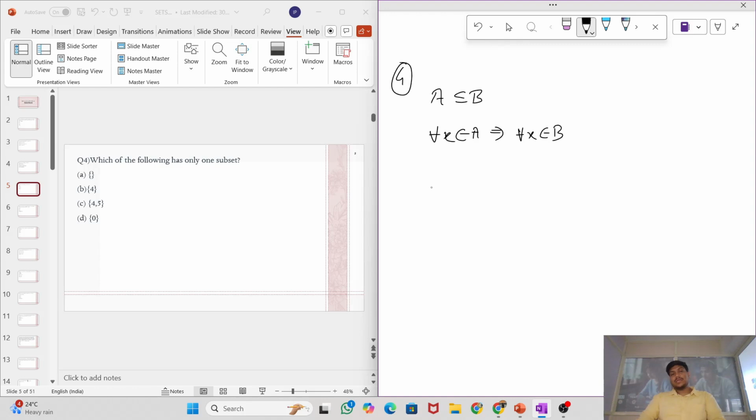We know that if there is any set which has n elements, if I say the number of elements in A is n, then there would be how many subsets for the given set? 2 to the power n. Here we are saying that 2 to the power n is equal to 1, which implies that n is equal to 0. When can I say there are 0 elements in a set? When the set itself is an empty set. So according to the given conditions, I can say that option A is the correct answer.